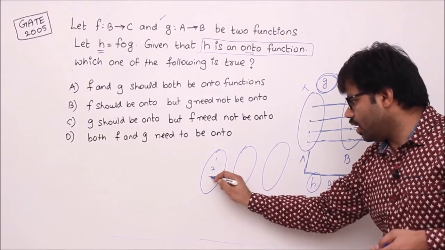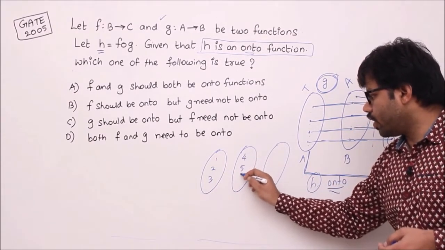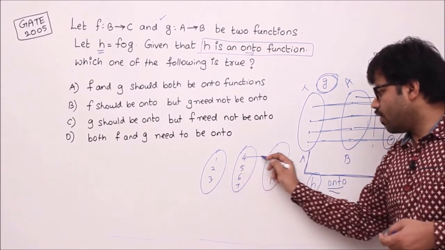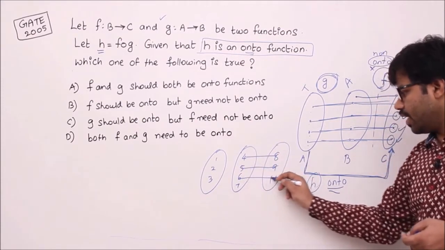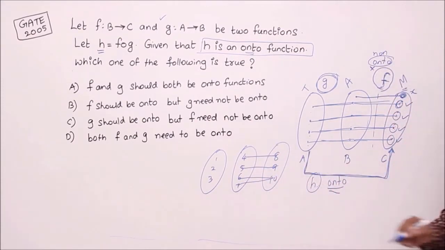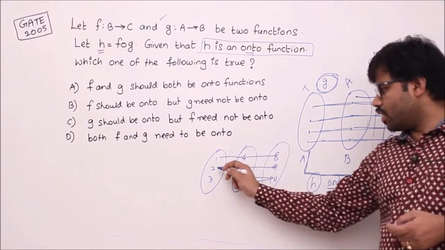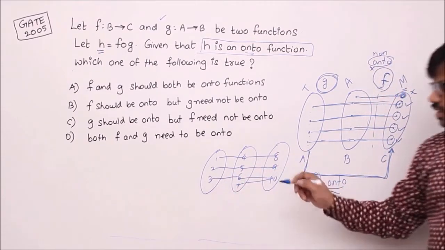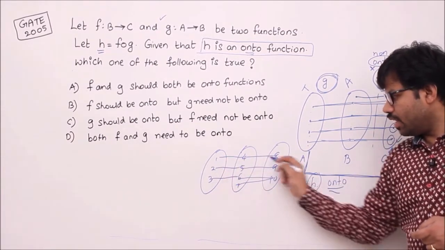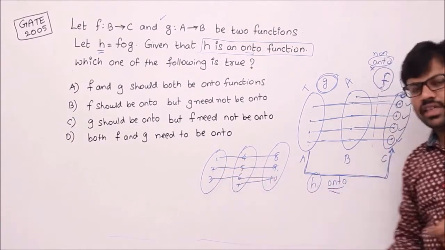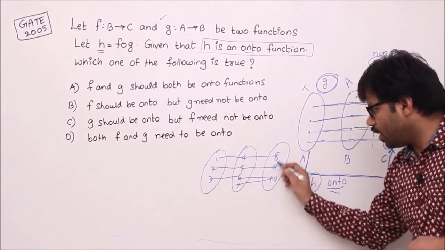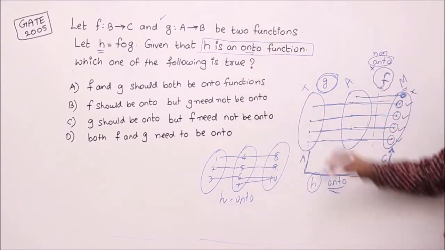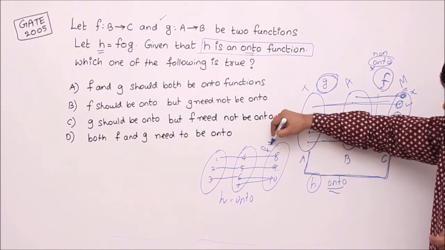Example: 1, 2, 3, 4, 5, 6, 7, 8, 9, 10. Let's say 4 is covering 8, 5 is covering 9, 6 is covering 10, 7 is also covering 10, 1 is covering 4, 2 is covering 5, 3 is covering 6. Now still I am covering 8, 9, 10 from 1 to 3, isn't it? That's why 1, 2, 3 to 8, 9, 10, H is onto. I am satisfying the condition. For that, we know that F is also onto, correct?